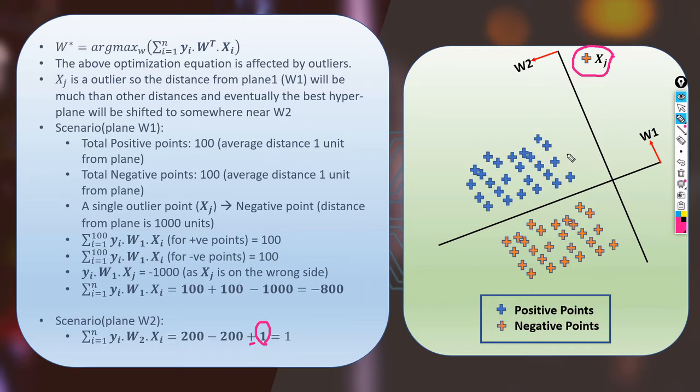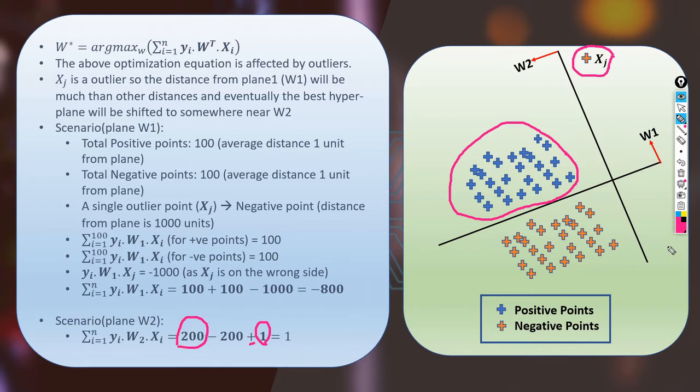Now all these positive points are in the same direction of W2, so this plane will correctly classify all the positive points, right? And the average distance from this plane is 2 units. For 100 points it will be 200 units, so positive 200 for all the blue points or positive points.